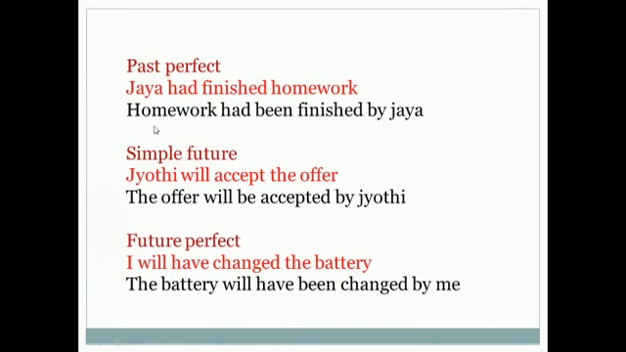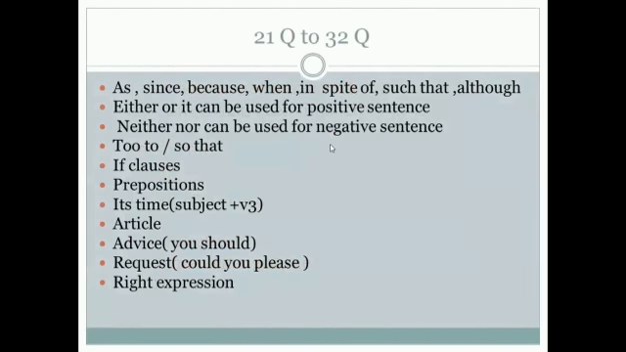So past perfect, simple future, and future perfect. Past perfect. Jaya had finished homework. Homework had been finished by Jaya. And simple future, Jyoti will accept the offer. The offer will be accepted by Jyoti. And future perfect, I will have changed the battery. The battery will have been changed by me. And 21st question to 32nd question.